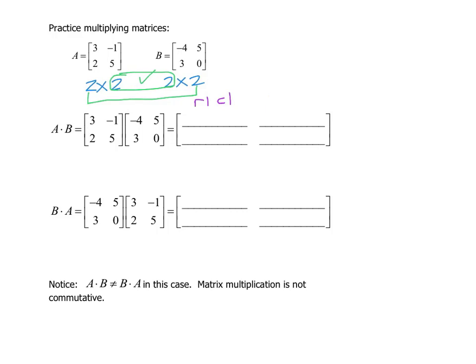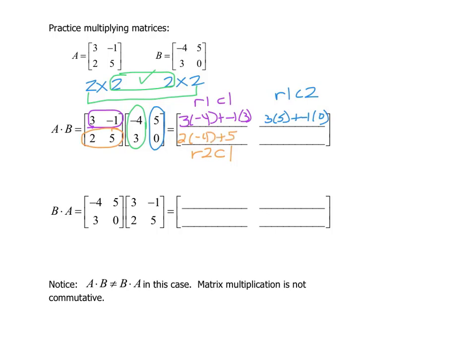Let's start with row 1, column 1. So I'm taking row 1 and I'm multiplying it by column 1. So I'm going to have 3 times -4 plus -1 times 3. For this element, this is in row 1, column 2, so I'm going to take row 1 times column 2. So I'm going to have 3 times 5 plus -1 times 0. This element here is in row 2, column 1, so I'm going to take row 2 times column 1. I'm going to have 2 times -4 plus 5 times 3. And this element here is in row 2, column 2, so I'm going to take row 2 times column 2. So row 2 times column 2. 2 times 5 plus 5 times 0.